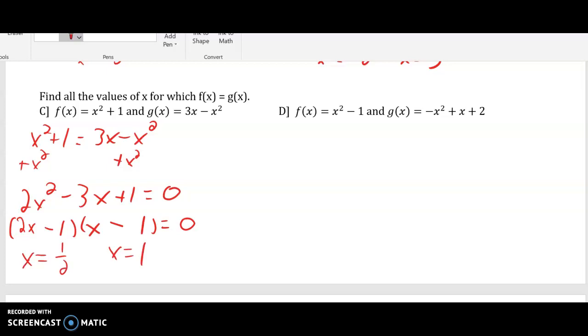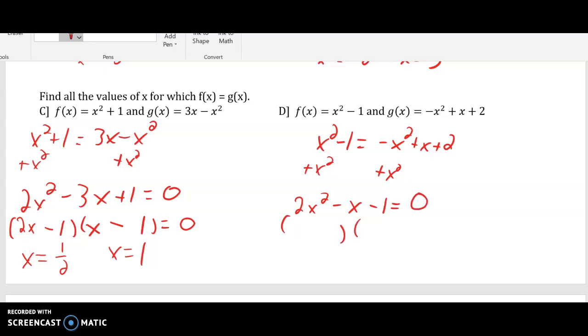Over here, set them equal to each other again. So x squared minus 1 equals negative x squared plus x plus 2. So we're going to add x squared to both sides again. Got 2x squared. Let's bring over our x, so we subtract it, and then a minus 1. So set that equal to 0.